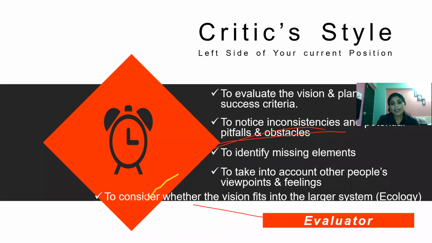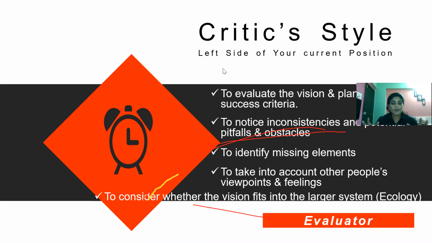Now the next is the critic view. Critic means one who is evaluating the progress. So evaluate the vision and plan around the success criteria, to notice inconsistencies, potential pitfalls and obstacles. Okay, what obstacles can come, who are my competitors, which people may cheat me. What we call a threat, in SWOT analysis T stands for threat. So what problems can come from outside, what is the worst that can happen, and in that situation what can I do to come out of it.